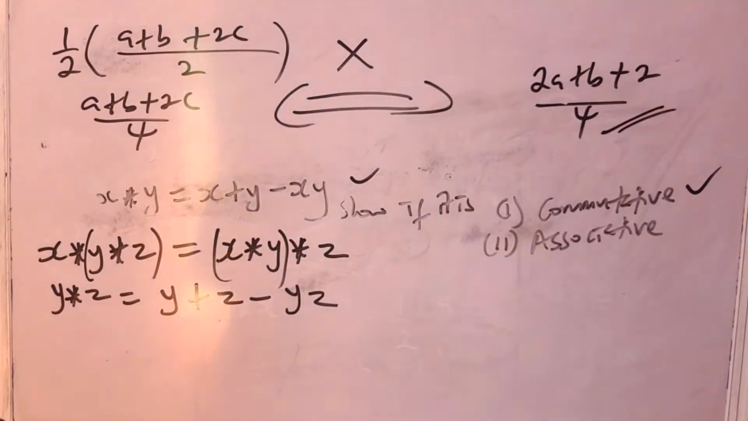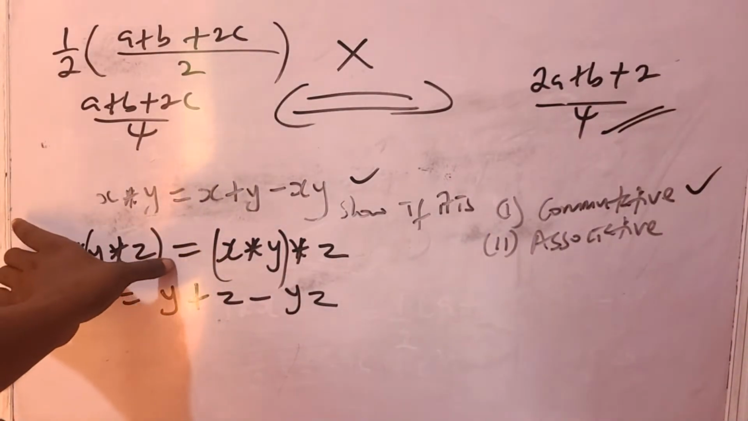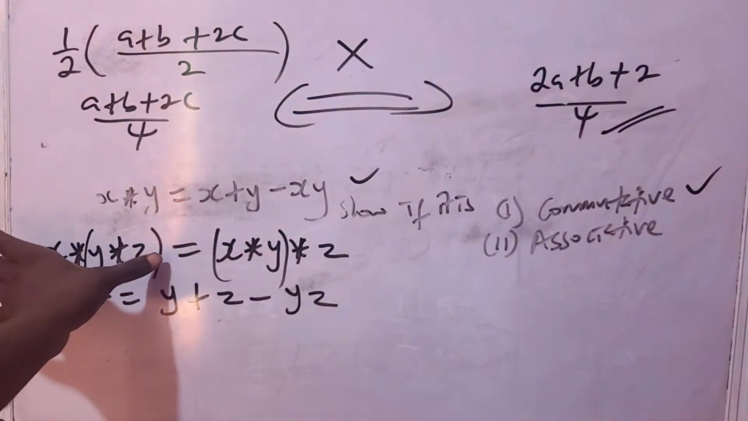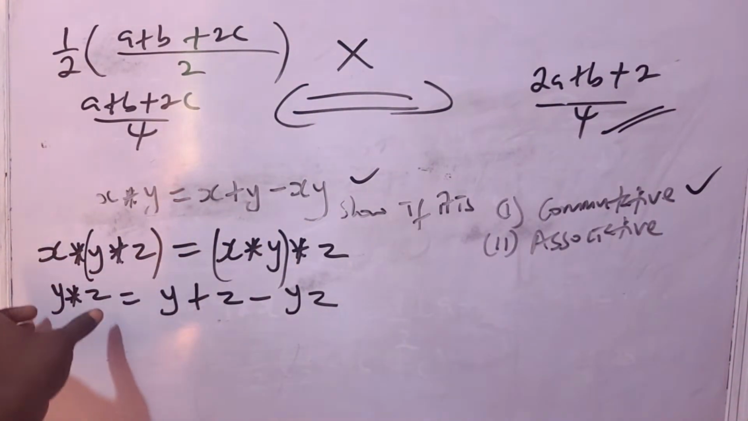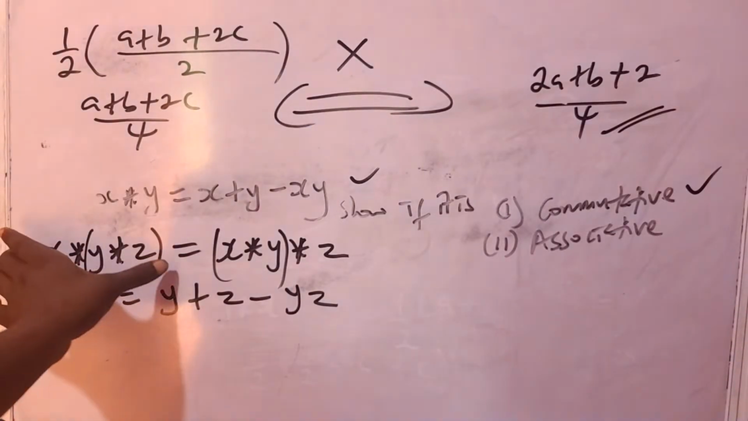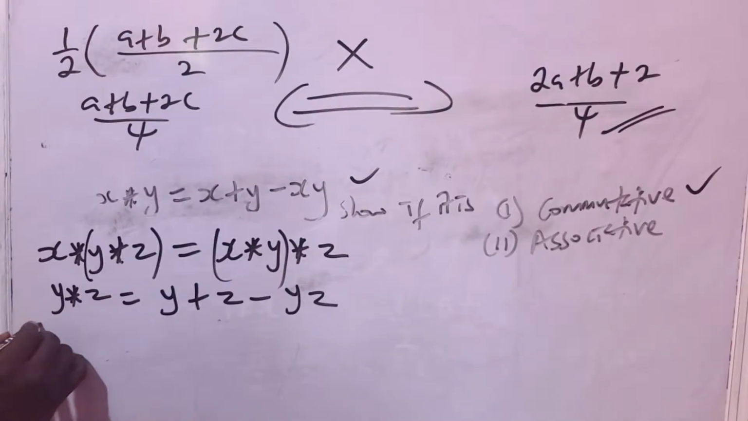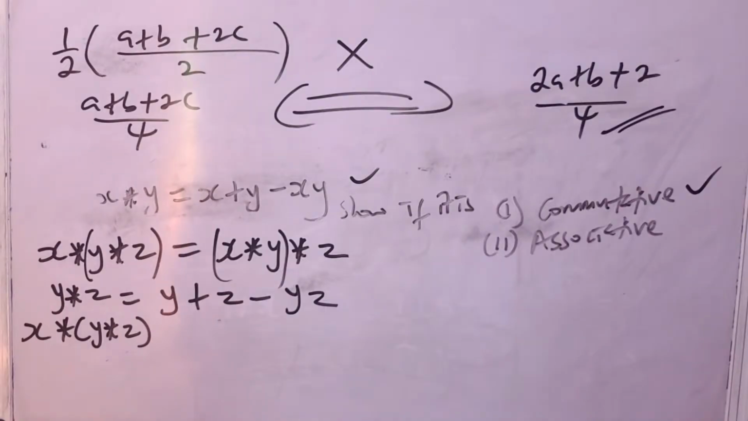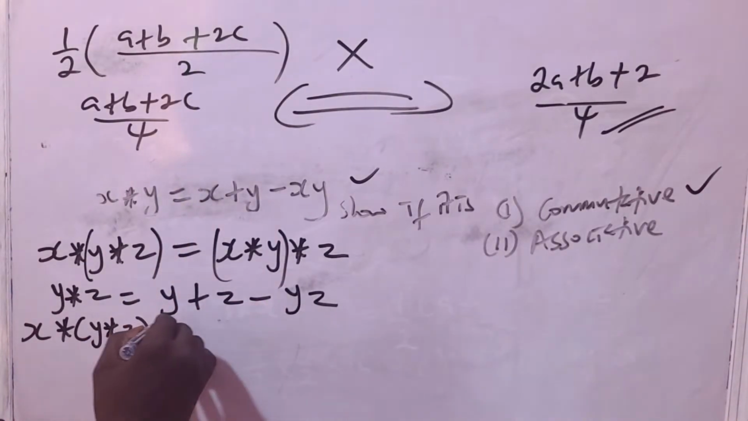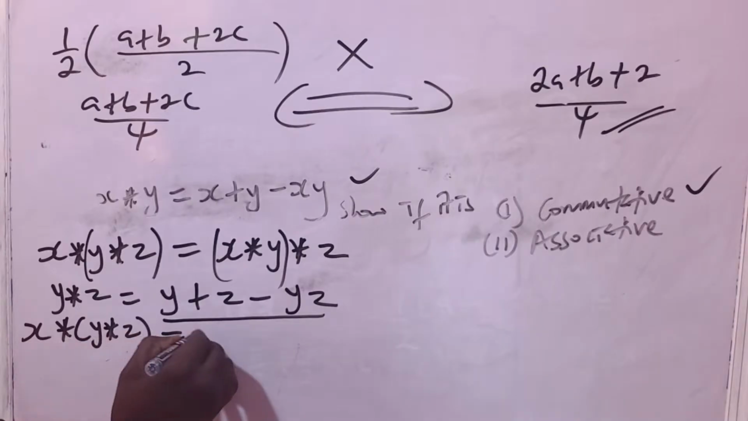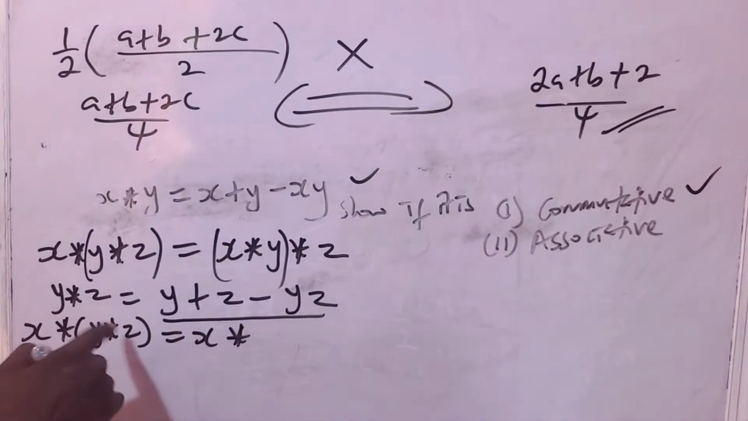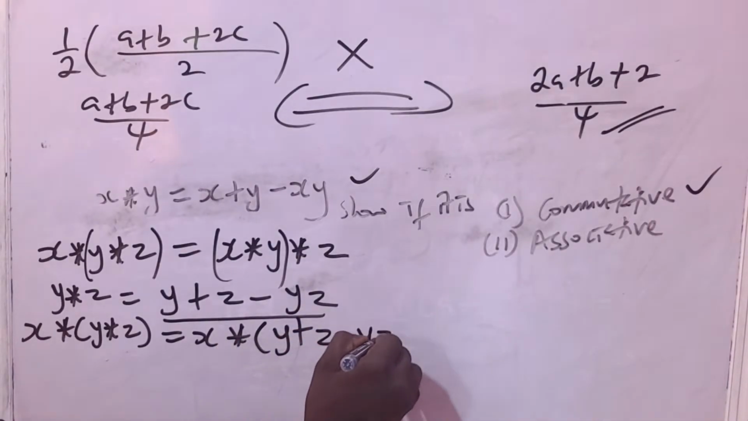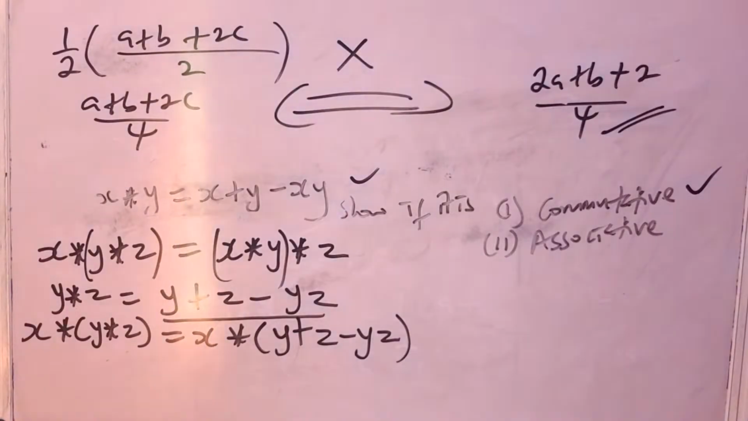Now, don't forget, this is what you're interested in. This is the left-hand side you're interested in. You will have to find the left-hand side and also find the right-hand side. So we are not yet done finding the left-hand side. We have only found this aspect. We have to go and find everything. So we need to now go on and find x star y star z. Now you have gotten y star z as this whole thing here, so you'll be having x star. Instead of writing y star z now, you can write this whole thing here, y plus z minus yz. You can see it right there.